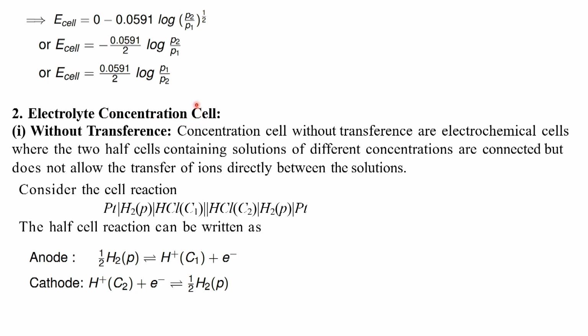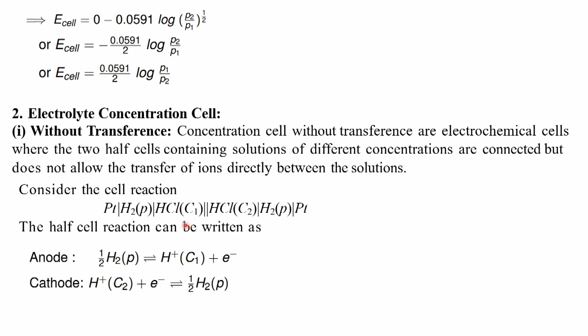So within this one we get concentration cells without transference. Concentration cells without transference are electrochemical cells where the two half cells containing solutions of different concentrations are connected but do not allow the transfer of ions directly between the solutions. So consider this cell: platinum, then hydrogen, and then HCl with concentration C1, and then HCl with concentration C2 and H2, but the pressure is the same here for hydrogen and platinum.